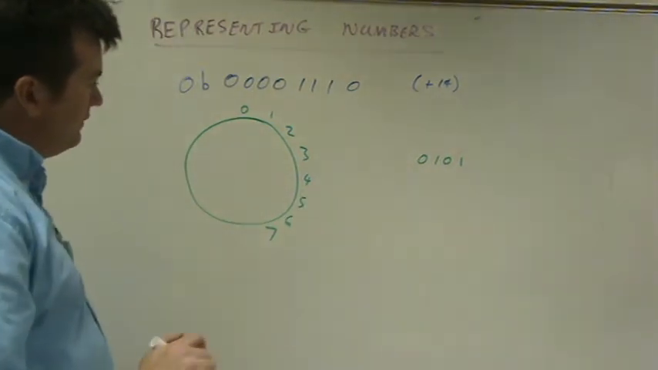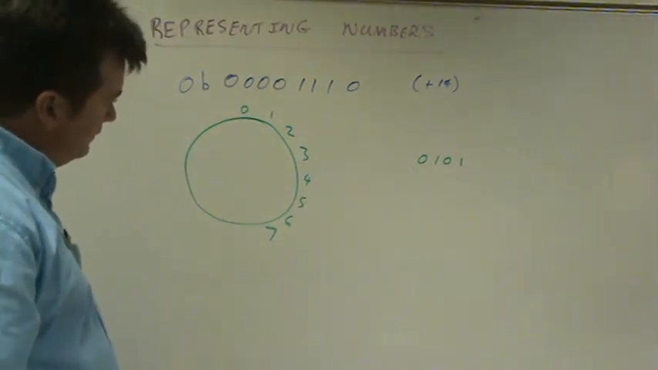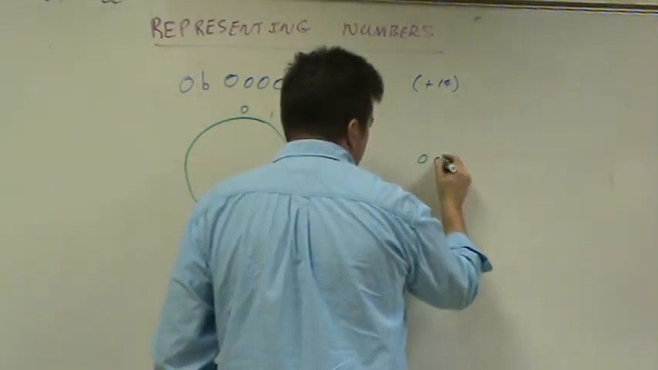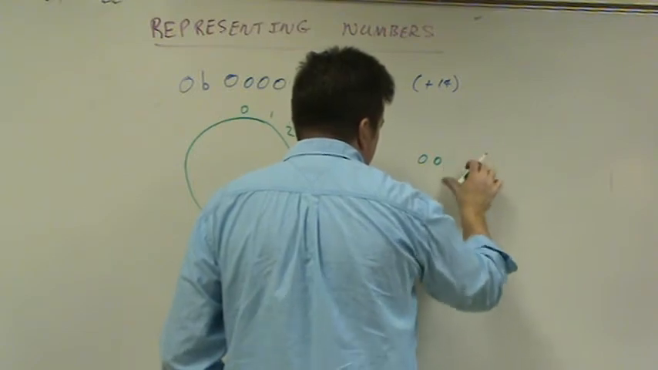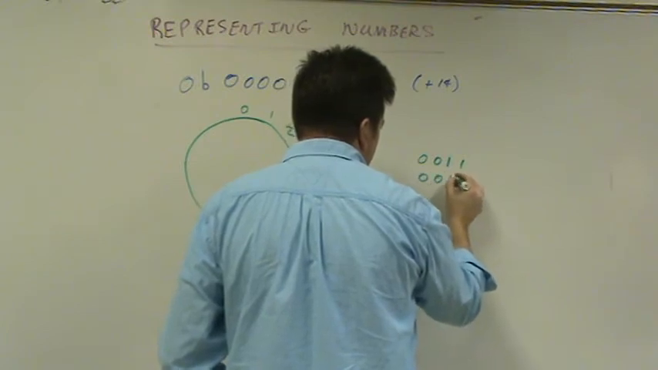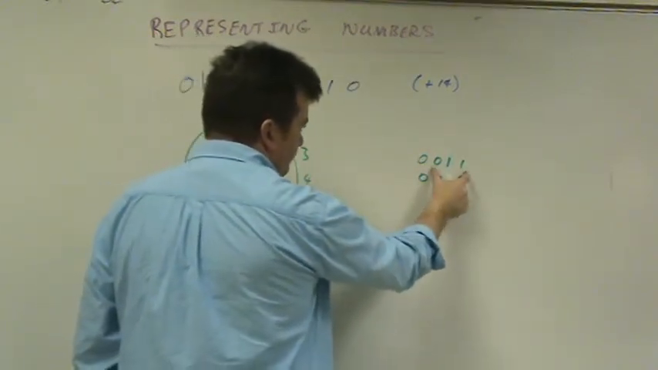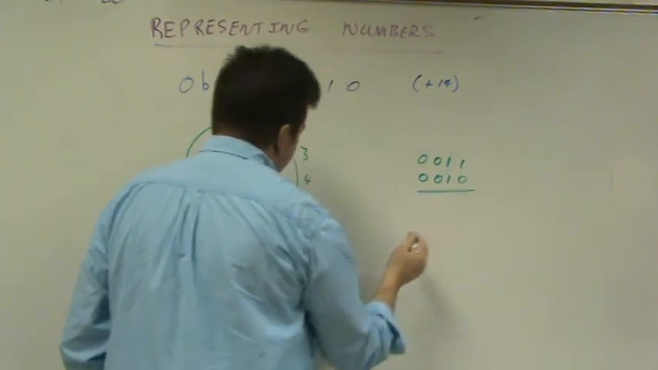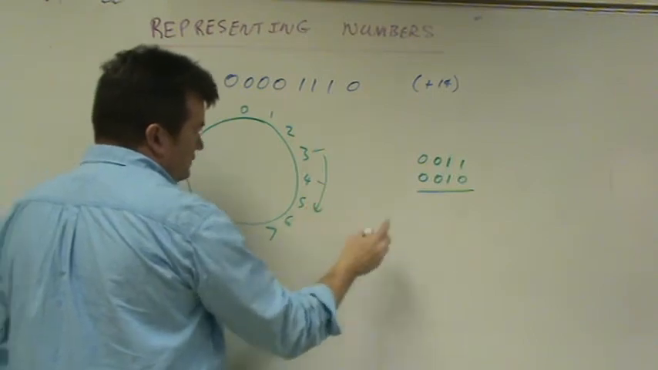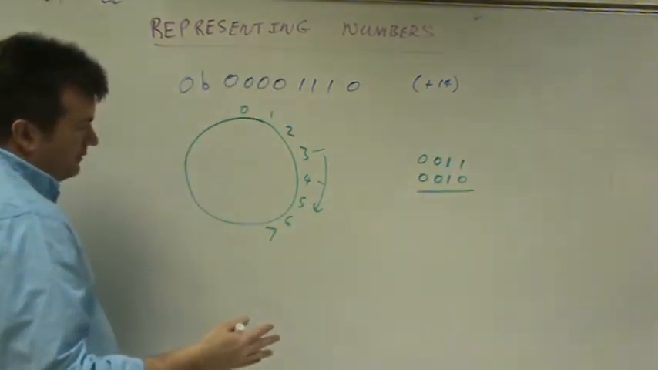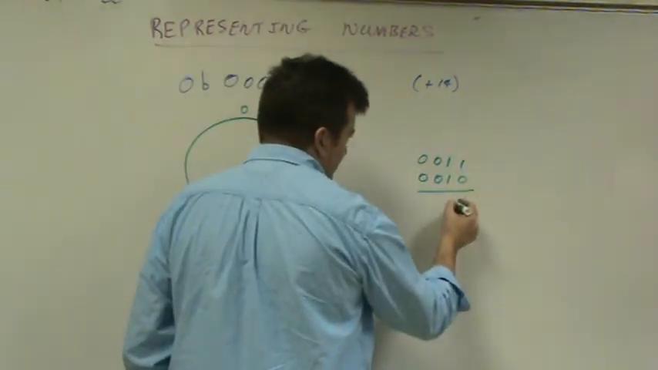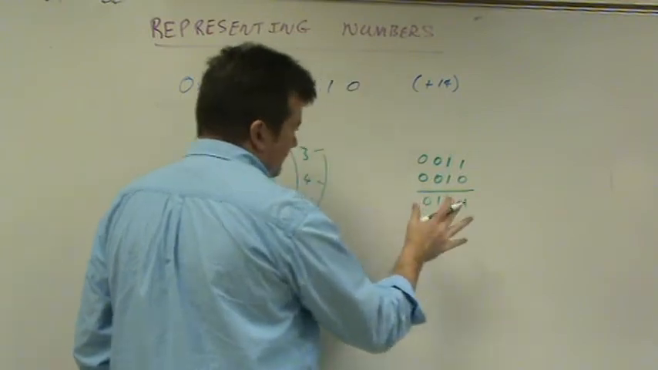Let's say we wanted to do 3 plus 2. Positive 3, positive 2. We wanted to add them together. I'm going from 3 and then I'm going 2 more units in this direction. So I do an adding operation. Okay, so I'd add them up. And I get 0, 1, 0, 1, and I get to 5.